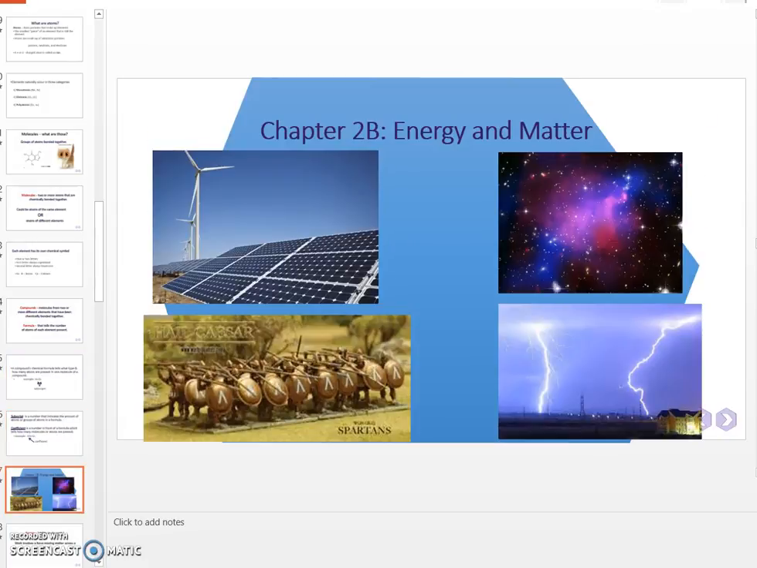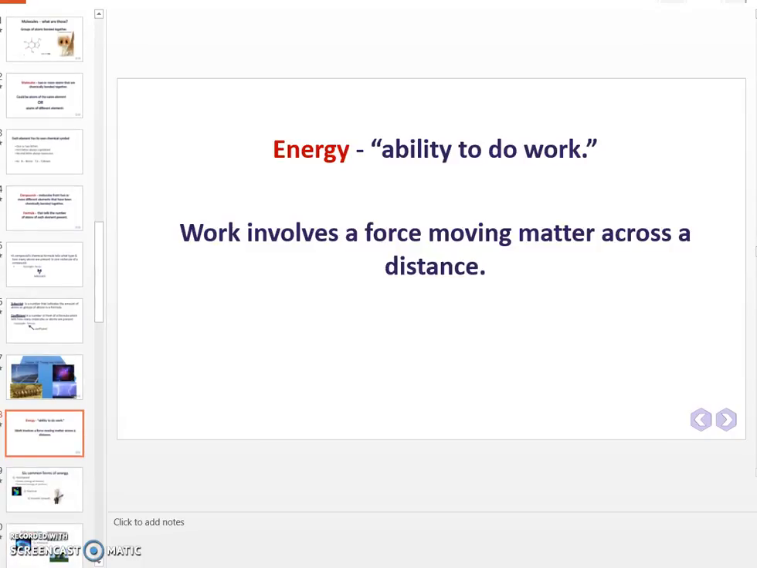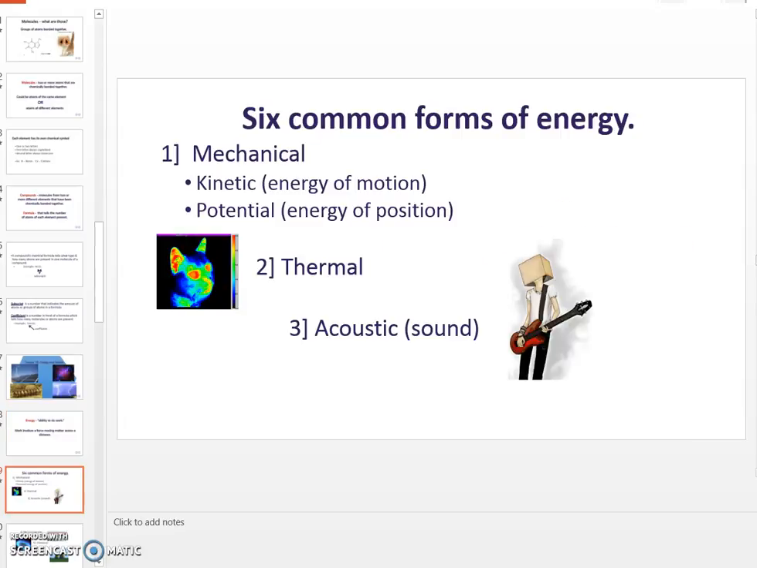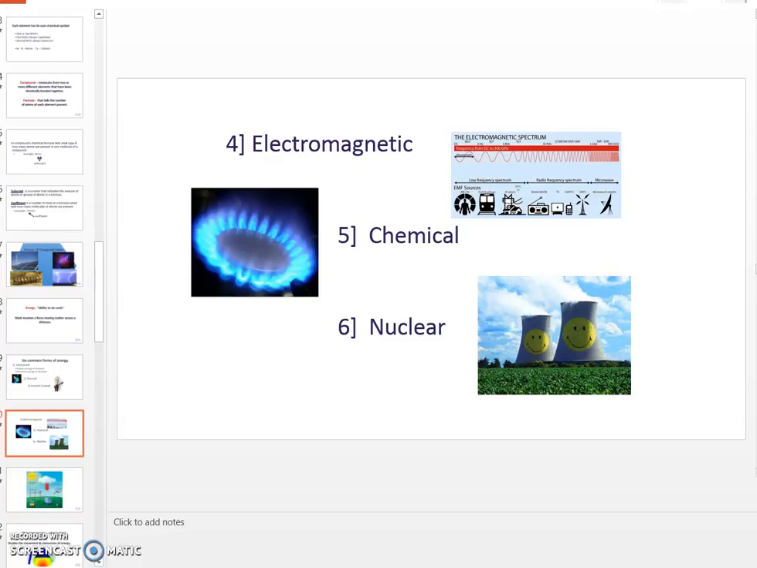So, energy and matter. Energy is the ability to do work. We have 6 common forms of energy, like mechanical. This is where the words kinetic and potential come in. Kinetic is movement energy. We have thermal energy, think heat energy. Acoustic is sound energy. Electromagnetic energy, think radio waves, television waves, X-rays, the rays from the sun, microwaves. All those are examples of electromagnetic. There's chemical, like burning gas, and of course nuclear energy.